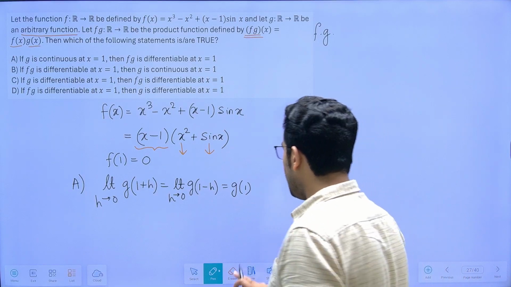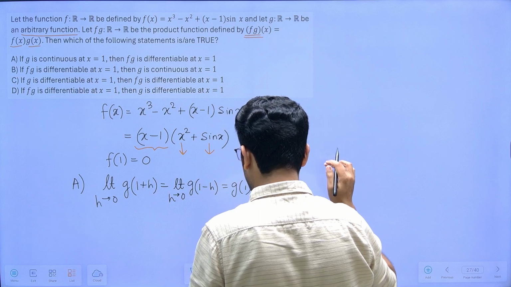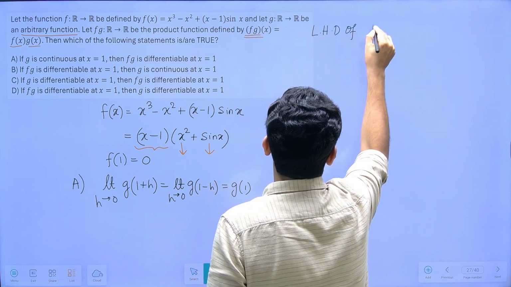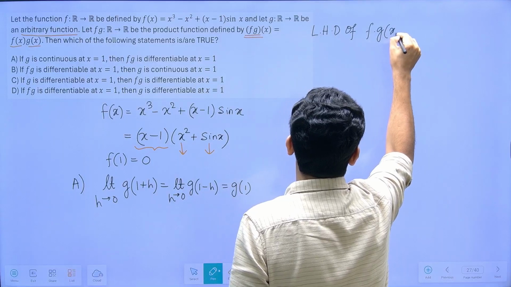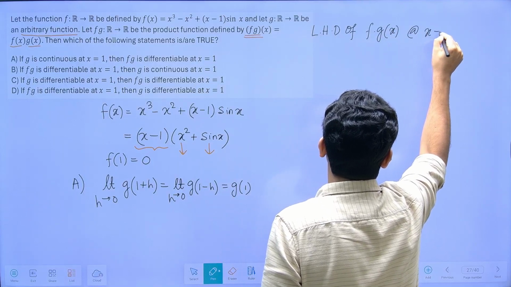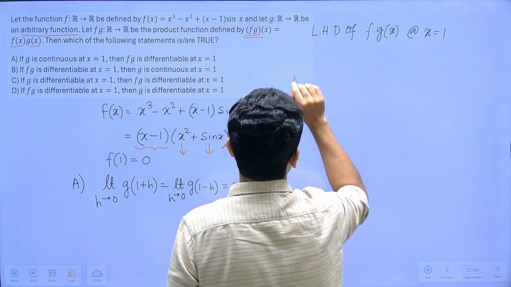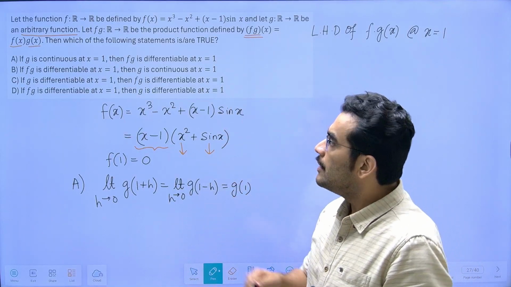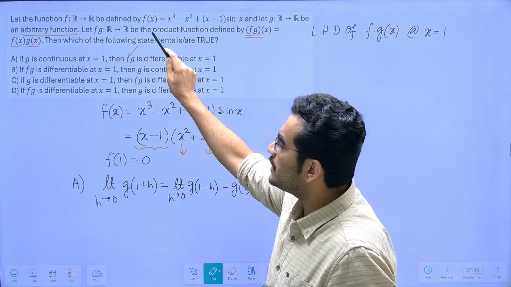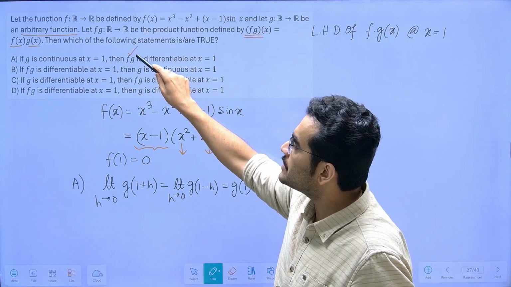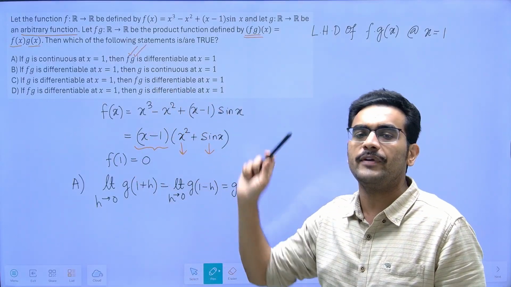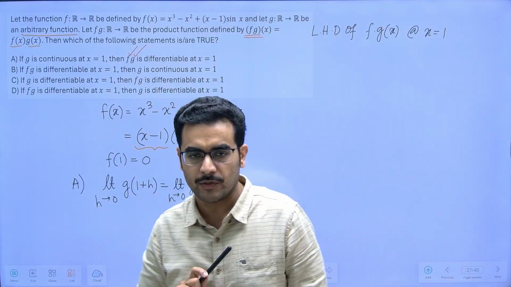So let us see the LHD of f into g(x) at x equal to 1. Now first of all, what about the continuity? For continuity, you see f is continuous already at x equal to 1 and g is also given to be continuous at x equal to 1. So the product f into g must be continuous at x equal to 1.